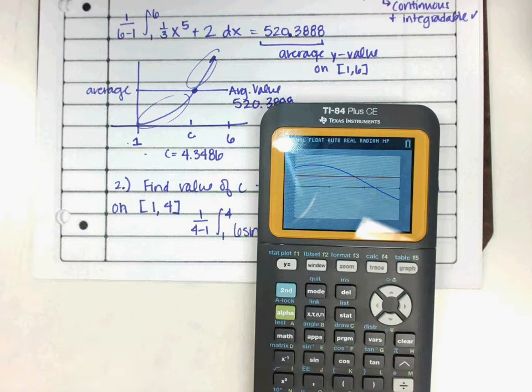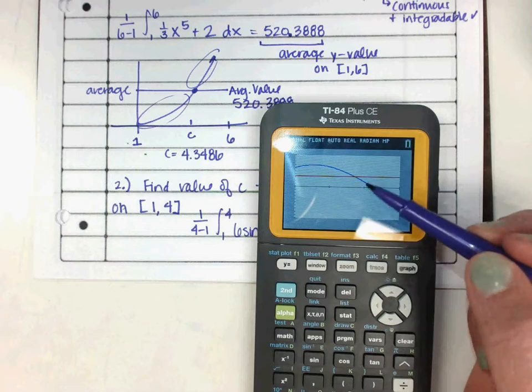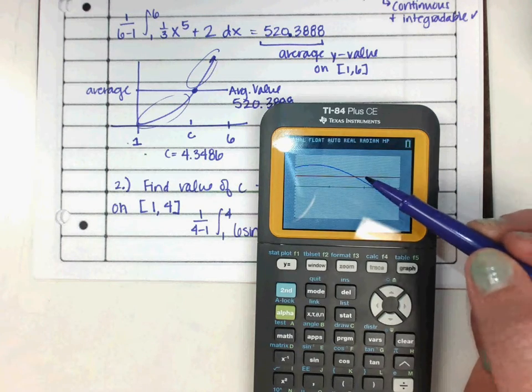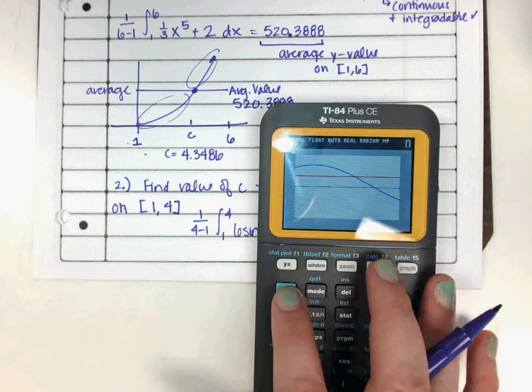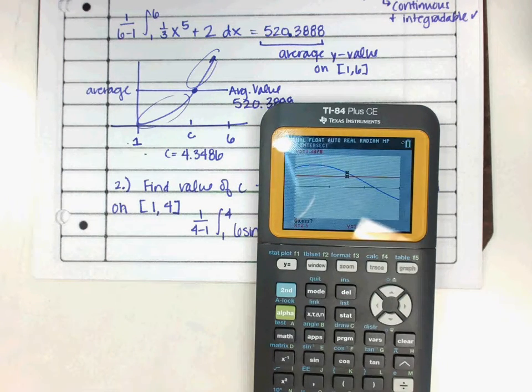So there's my graph. Notice half of the graph is where? Above. Half of the graph is below. Why? Because this is the average. How do I know where the average happens? Second trace, option 5, enter, enter, enter. Okay, and it's 2.7322. Okay? Now notice that because of the shape of this graph, it's not hitting perfectly in between 1 and 4 every time. So you can't just pick the middle value. You need to actually find the average, graph it, and then look for where they cross.